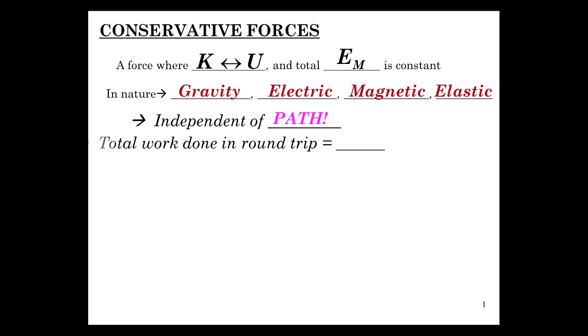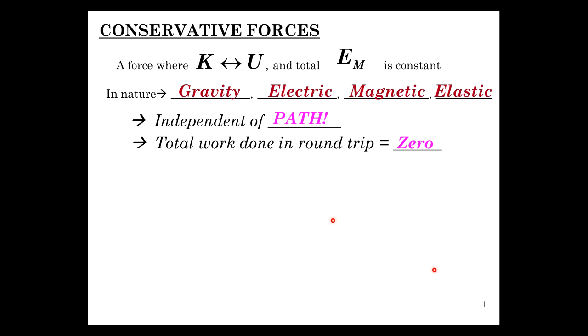So that's really important. Moreover, the total work done in the round trip is, you guessed it, 0. So if I start here, and then I do this, and end up back where I started, we have 0 work done. And I can take a different path. Doesn't matter what path we take. As long as I end up here, it again is 0, which is the same as the other path. So independent of path, and total work in the round trip is 0.